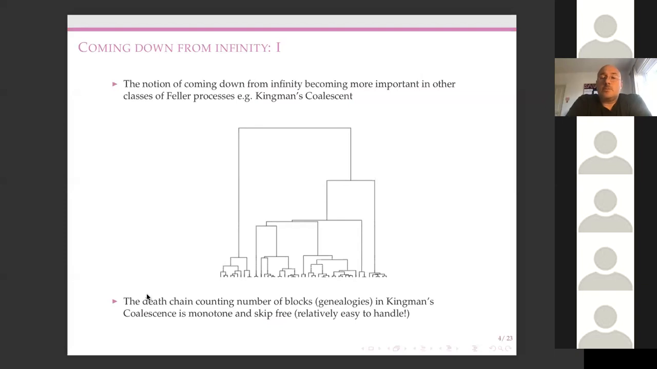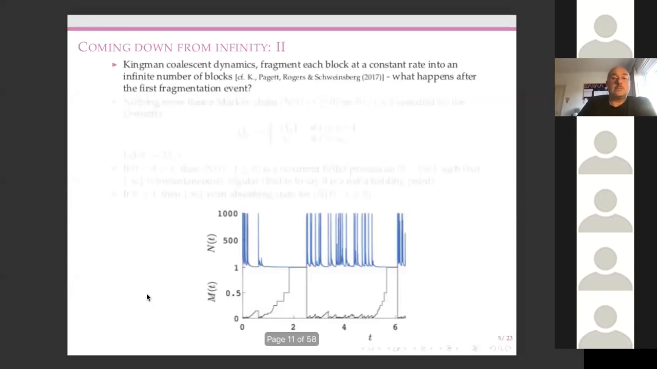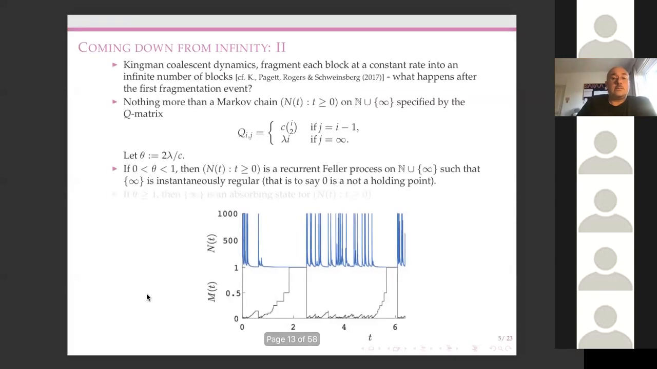You can think of the number of blocks as a Markov chain, a death chain. A natural question is: can I start with an infinite number of blocks? That's the question about coming down from infinity, a Markov chain entering at plus infinity. You're extending the state space of the Markov chain on the natural numbers to include the boundary point plus infinity. Here's another example: some work I did recently with student Stephen Paget, Chris Rogers, and Jason Schweinsberg, a slight adaptation of that model.